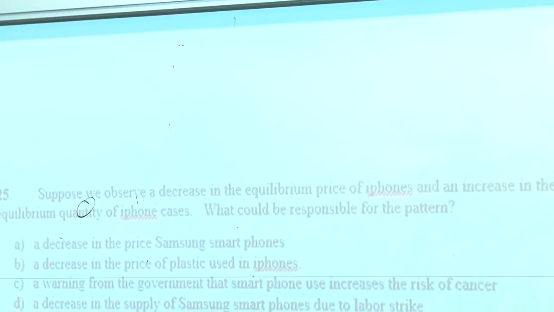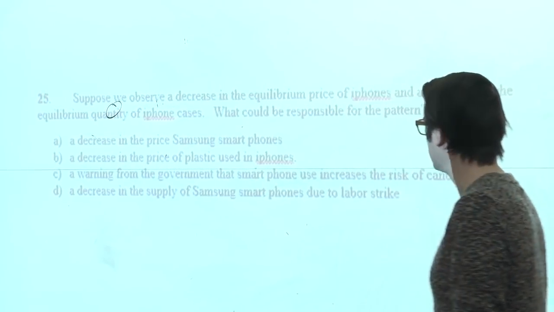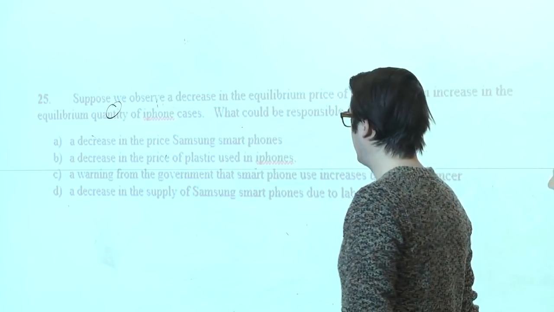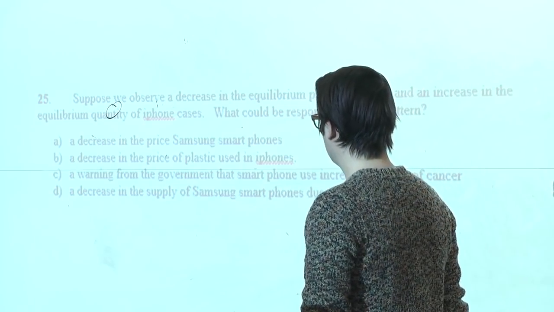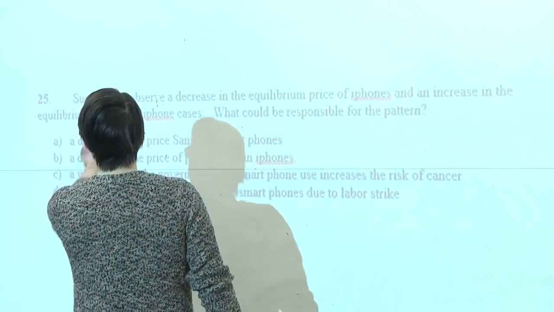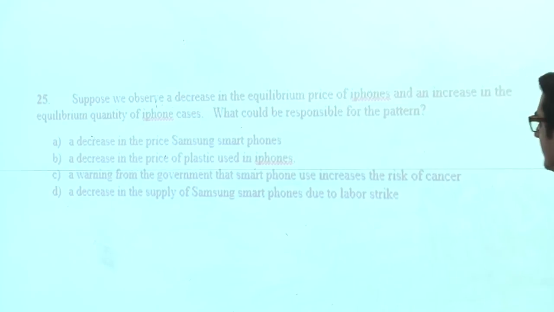Question 25. Suppose we observe a decrease in the equilibrium price of iPhones and an increase in the equilibrium quantity of iPhone cases. What could be responsible for this pattern? So first of all, what are iPhones and iPhone cases? Yeah, they're complements. Very good.